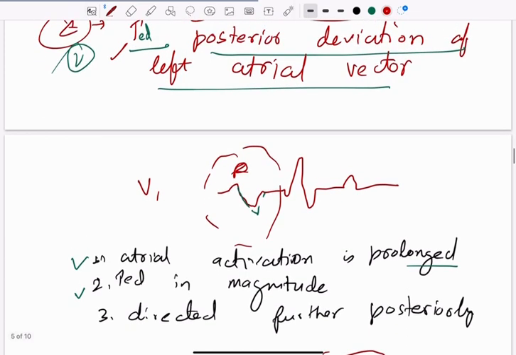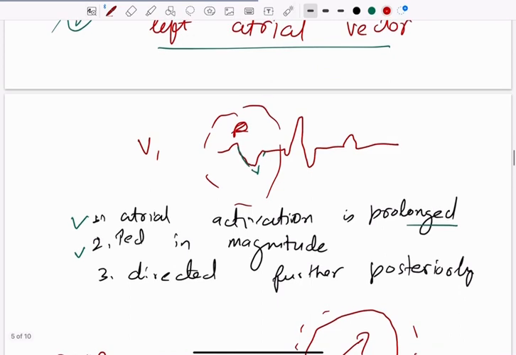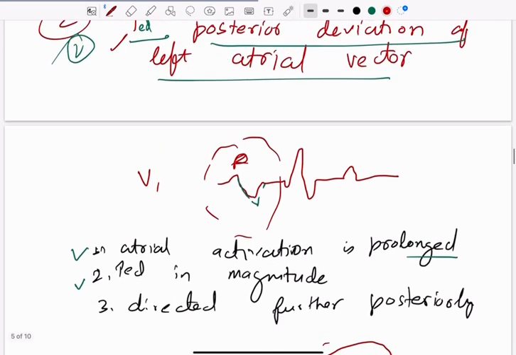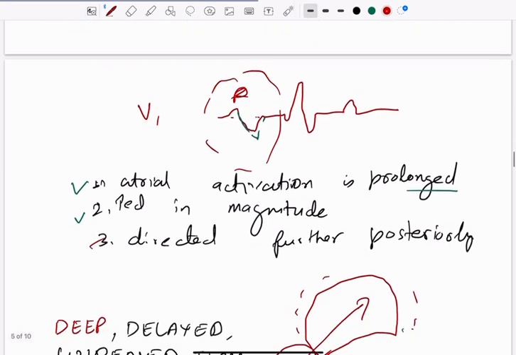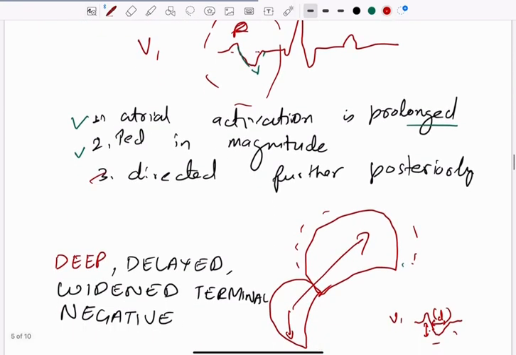Now, increased posterior left atrial vector. What is the left atrial vector? It is the terminal component in V1, which is negative. So what features will you see? First of all, this atrial activation is prolonged. Second, there is a decrease in magnitude. The P wave will be low, directed further posterior, as I have already explained in the diagram. So basically you will get this picture, which is a deep, delayed, widened terminal component. You see, this is widened.